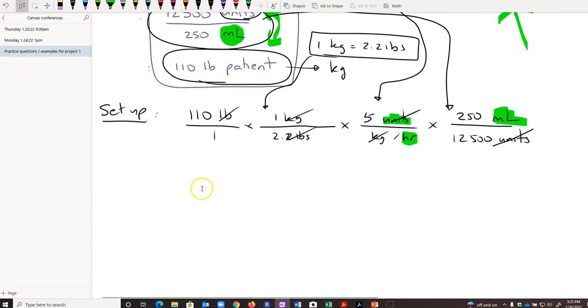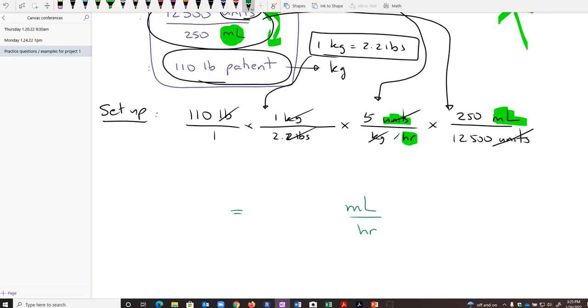So our setup here makes sense, right? In terms of the actual units, all the other units cancel out. The only units we're left with are milliliters per hour. So what we're left to do is to multiply out and divide: 110 times 1 times 5 times 250, divided by 2.2 times 12,500. If we evaluate that, that's going to give us a number that we need to round to the correct number of sig figs.